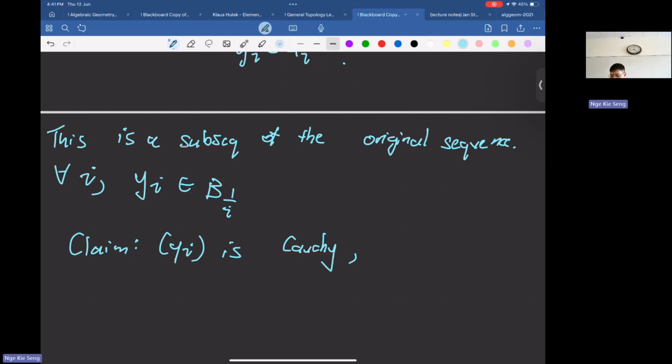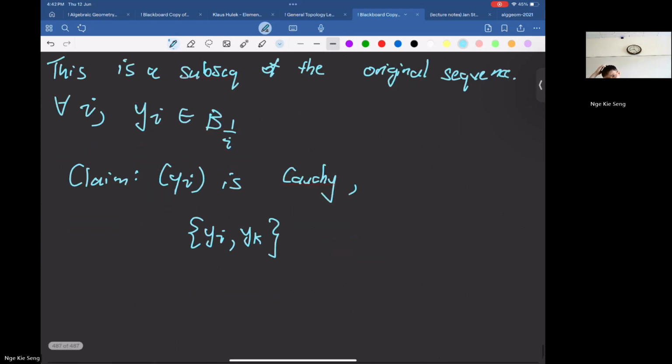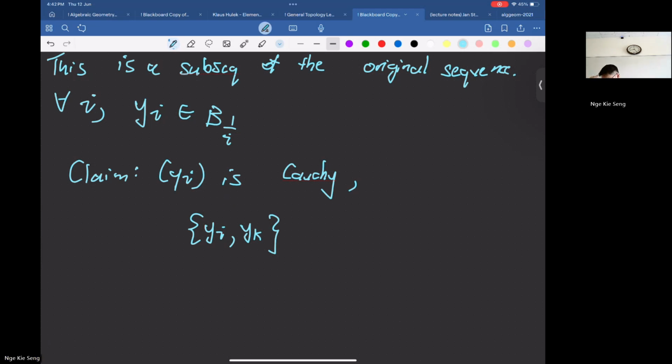So you need to show that y_j, y_k could live in some ball of distance that gets really small. Is it possible? Find j and k large enough such that their distance is less than some epsilon. I mean, for every epsilon you do find such j, k. For any two points here, where can we bound them actually?